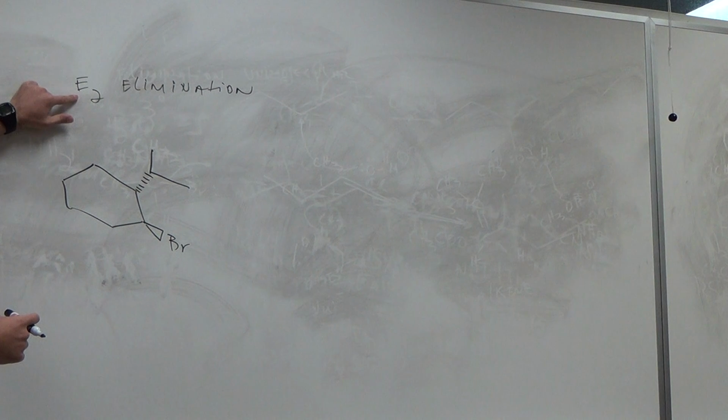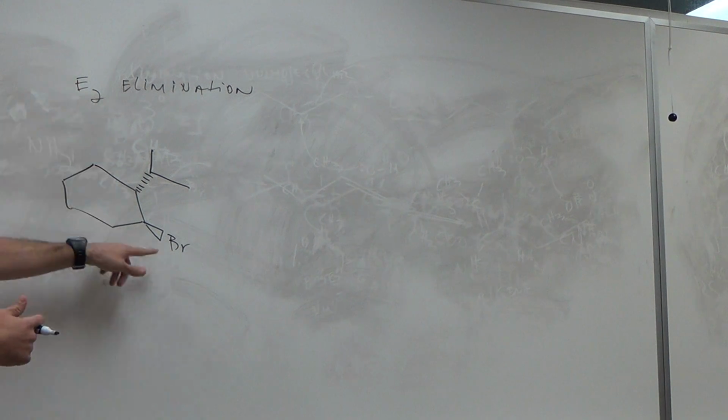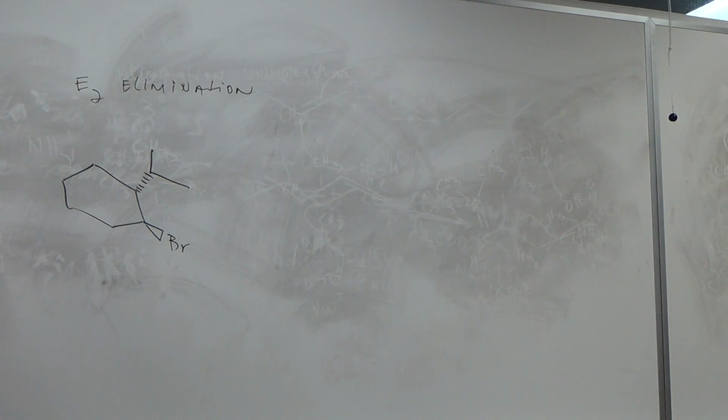For an E2 elimination, what do we need to have? Anti-periplanar. It means that the hydrogen and the leaving group have to be on the same plane. Now how do you know which one is in the same plane here and which one is not? Do you remember how to draw cyclohexane chair conformations? Okay, draw it for that, and see which one is anti to that leaving group. The first chair conformation, make it the most stable.